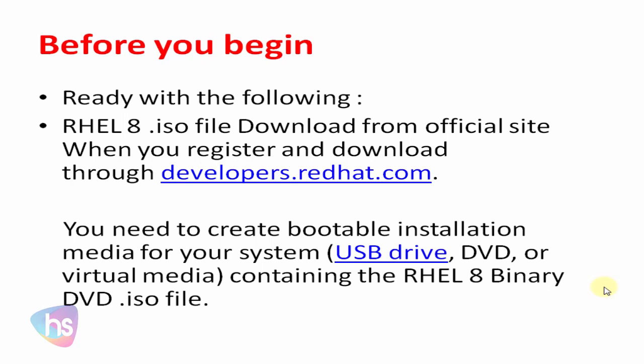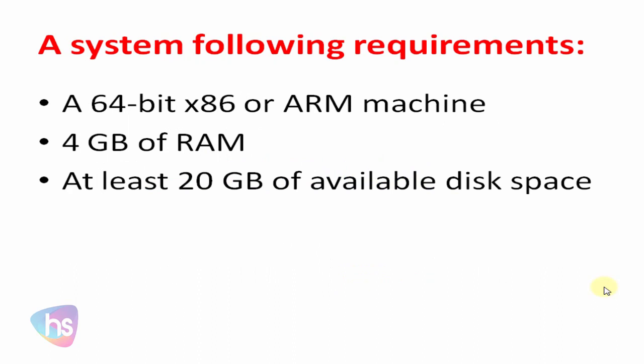You can use the Windows Media Creation tool and Rufus tool; many tools are also available to create bootable devices containing the RHEL 8 binary DVD with the .iso file extension. The minimum requirements for installing this operating system server edition: a 64-bit x86 architecture or ARM machine, 4 GB minimum of RAM, and at least 20 GB of available disk space.